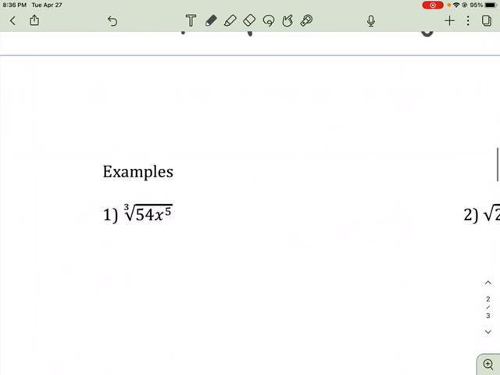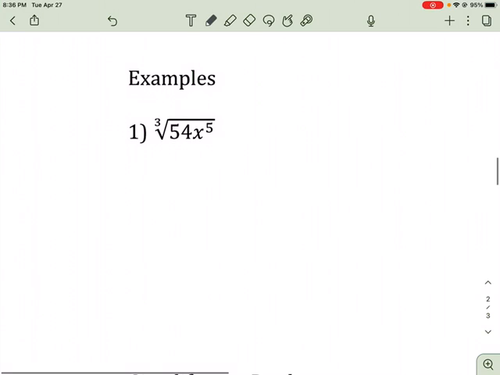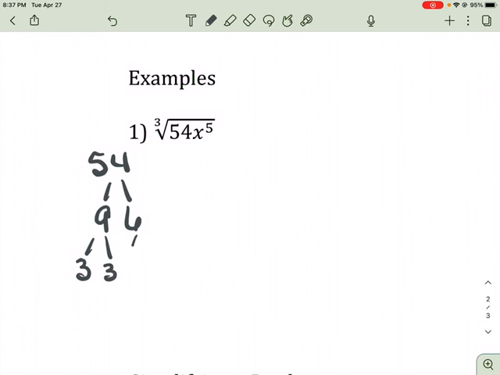All right, so let's start over here. Here's the cube root of 54 x to the 5th. We want to break it down to find a perfect factor and a non-perfect factor. Again, I use factor trees to help myself. I'm going to take 54 and pick 2 factors of it. In my brain, that's 9 and 6. Then I'm going to keep breaking them down till I can't break them down anymore.